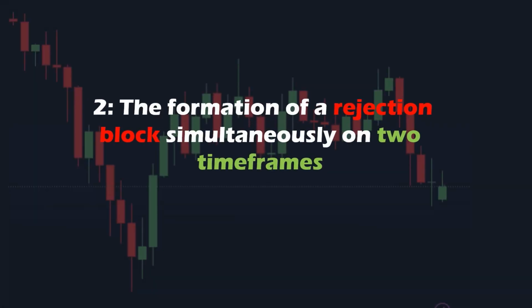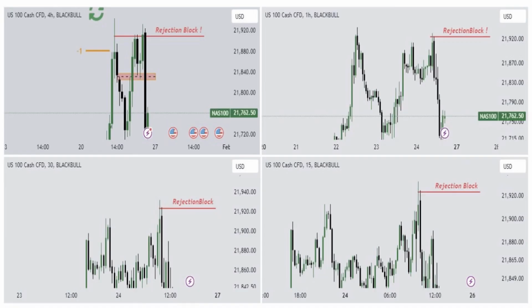2. The formation of a rejection block simultaneously on two time frames. The formation of a rejection block simultaneously on two time frames, for example, 5-minute and 1-minute or 15-minute and 1-minute, significantly increases the validity of our rejection block for trading when this happens.